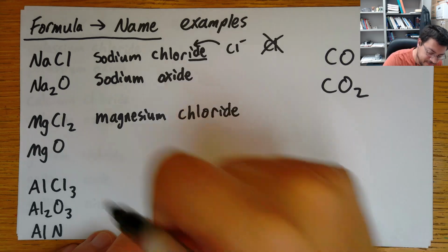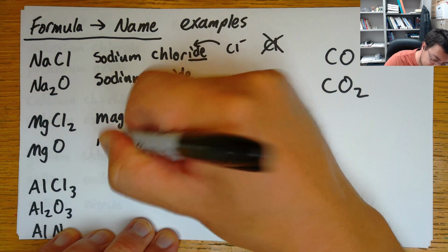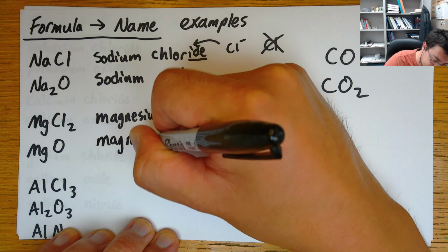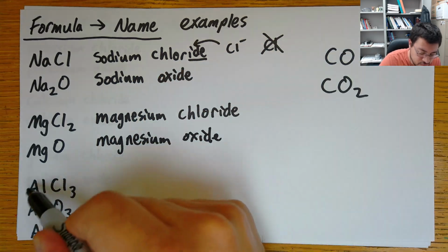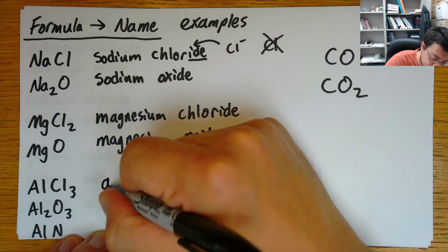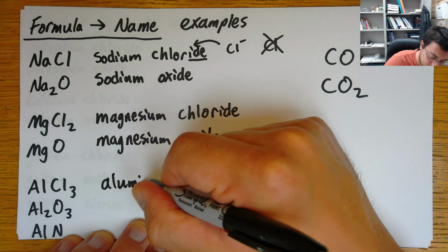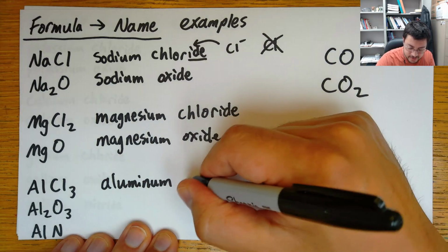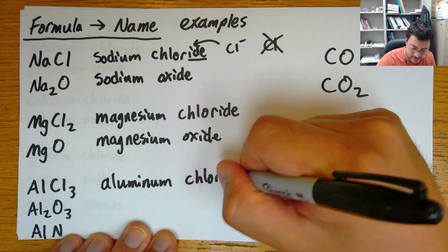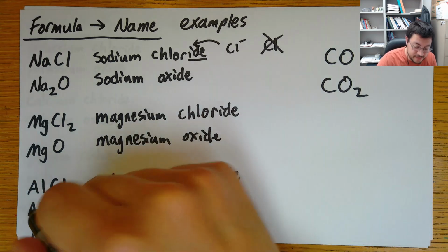All right, magnesium oxide. All right, aluminum chloride. Or some of you might be saying aluminium chloride. Aluminum oxide.